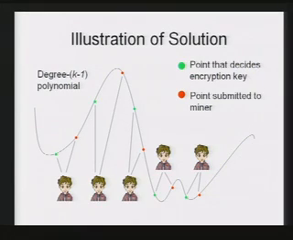So you can see here we have 5 customers with the same quasi-ID. Okay? So we build a degree k-1 polynomial for them. And we have two kinds of points on this polynomial. The red points are submitted to the miner, and the green points decide the encryption keys of different customers. And we can see, different customers have different encryption keys.